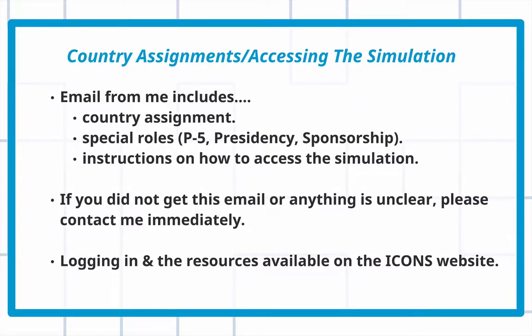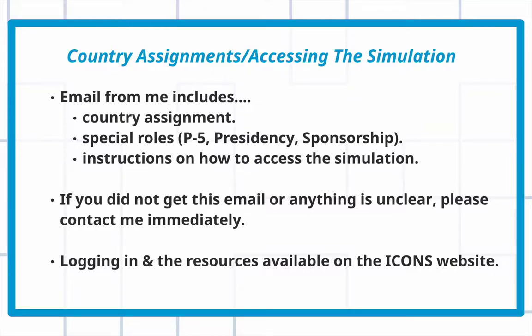In the email that you received from me, you have your country assignment, so what country you're going to represent at the UN Security Council. You have any special roles that you might have. If you're a member of the Permanent 5, that will be in your email. If you are the president, Japan in this simulation is the president of the UN Security Council, then that will be made clear. And if you're sponsoring one of those resolutions, that will also be clear.